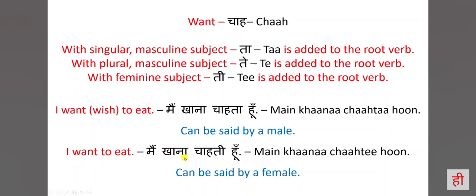Next, I want to eat. मैं खाना चाहती हूँ. मैं is I, खाना is to eat, चाह is want, ती is according to the subject, hoon is the be verb representing the tense, which is once again according to the subject.